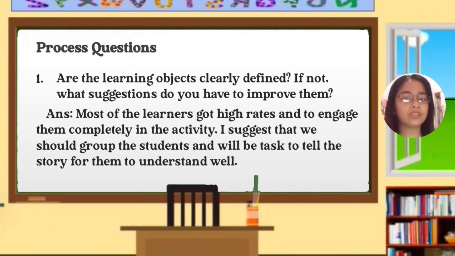So let's assume that the discussion is already done. My answer is most of the learners got high rates. And to engage them completely in the activity, I suggest that we should group the students and they will be tasked to tell the story for them to understand well. So in order for them to understand more, we can do an activity by pair or even group activity.